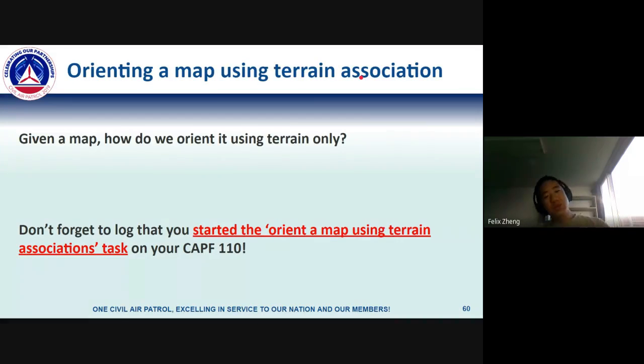So now we will move into orienting a map using terrain association. So basically the task goes over, if you're given a map, how do you orient it to the ground using terrain? And by terrain we mean buildings and roads and stuff like that too, because those will also be marked on the map for this task. Don't forget to log that you started the orient a map using terrain associations task at this time.